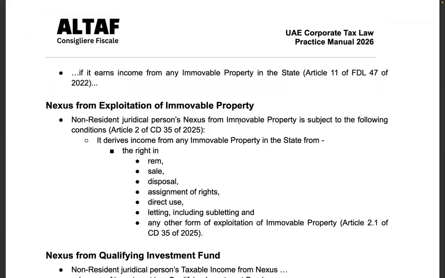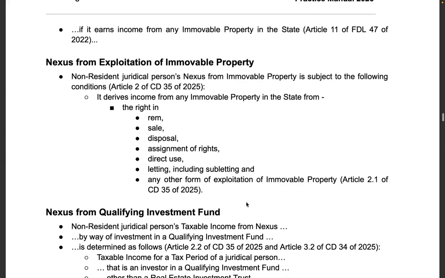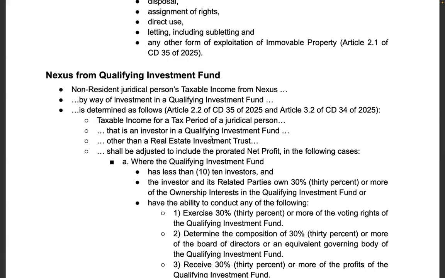Non-resident juridical persons' nexus from immovable property is subject to the following conditions. It derives income from any immovable property in the state from the right in rem, sale, disposal, right assignment, direct use, letting or subletting, etc. All of this is basically real estate related income, any other form. All of that is income from immovable property located in the UAE. Now we have some other things as well.